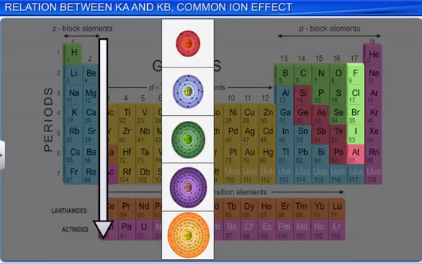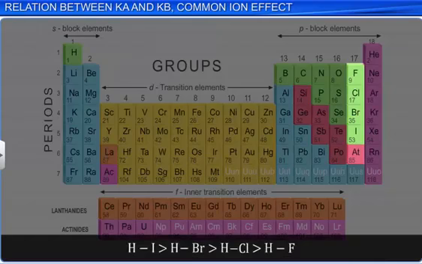Thus, the acidic strength of halogen acids decreases from HI to HF in the same order in which the size of the halogen atom decreases.